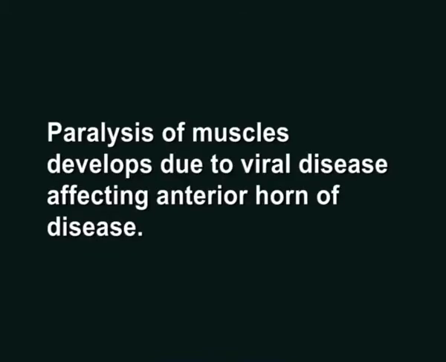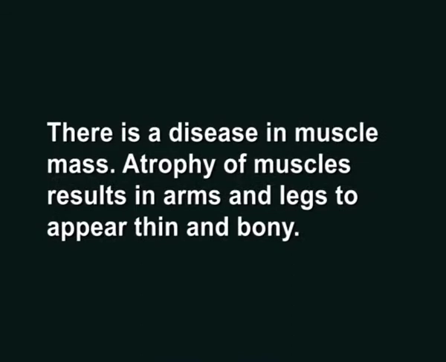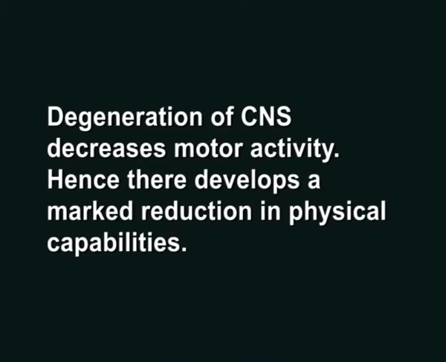Poliomyelitis. Paralysis of muscles develops due to a viral disease affecting the anterior horn. Aging muscle. There is a decrease in muscle mass. Atrophy of muscles causes arms and legs to appear thin and bony. Degeneration of the CNS decreases motor activities. Hence, there develops a marked reduction in physical capabilities.